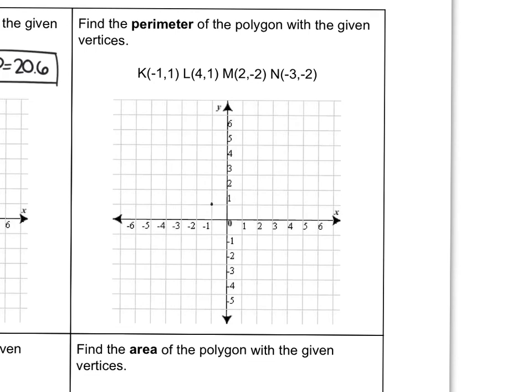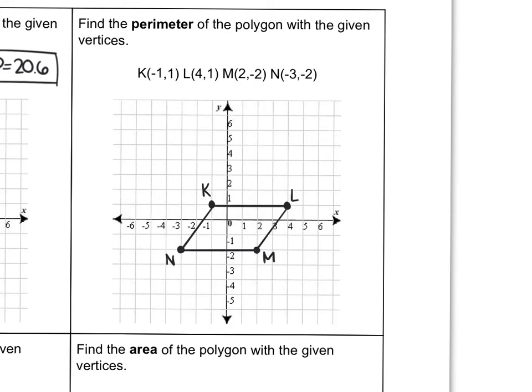K is at -1, 1. L is at 4, 1. M is at 2, -2. And N is at -3, -2. So this is actually a quadrilateral. Finding the perimeter of a quadrilateral means I'm going to be adding 4 sides together, which is fine. I'll have to find all 4 sides and add those all together.